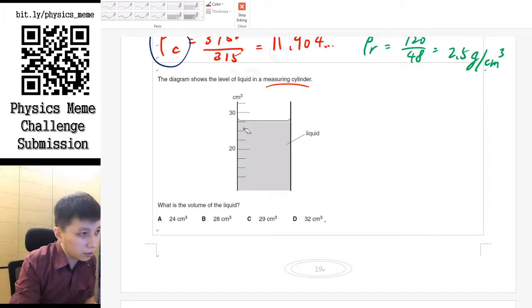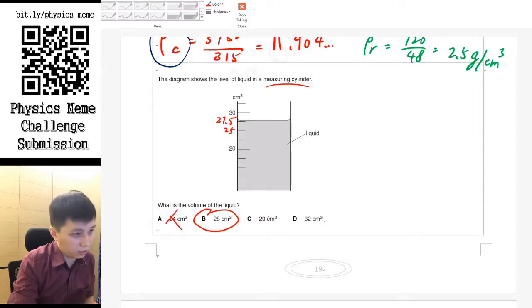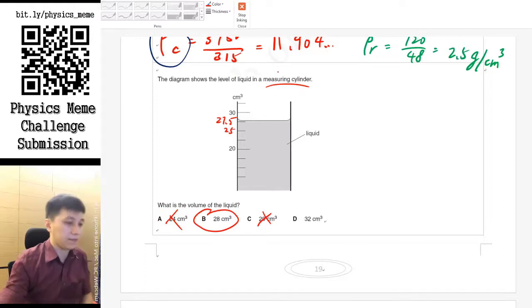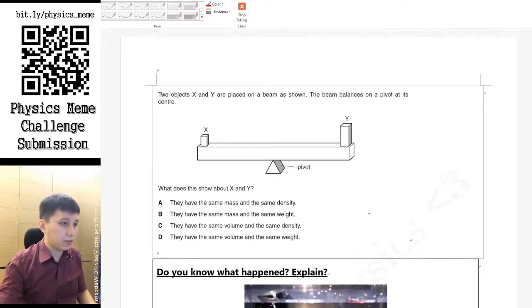Oh, actually that is 25, and this is 27.5. So this might be 28. Yeah, 28 I think is the best answer, because it cannot be 24, it cannot be 29. 29 will be something like this. So not yet 29. Alright, next question.